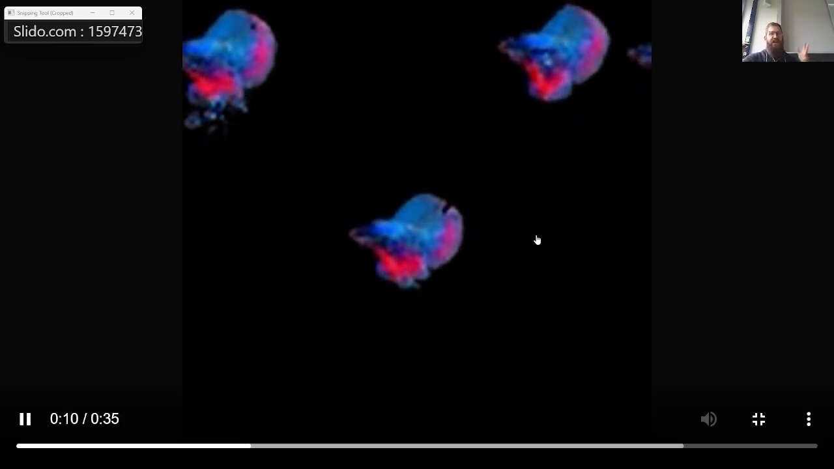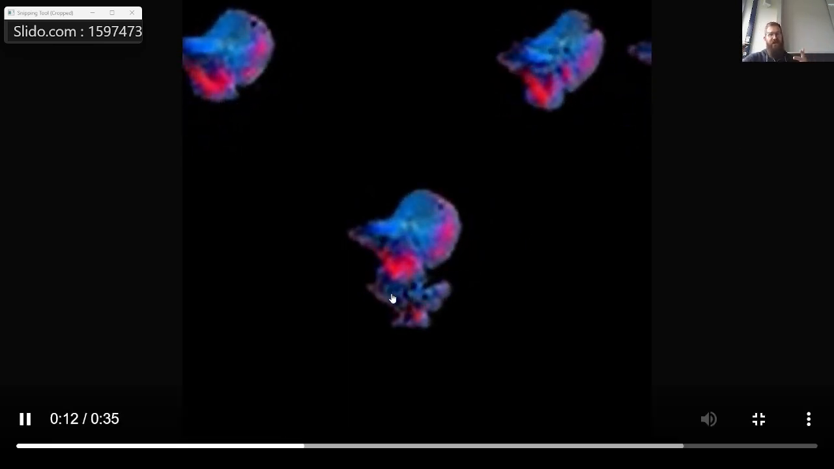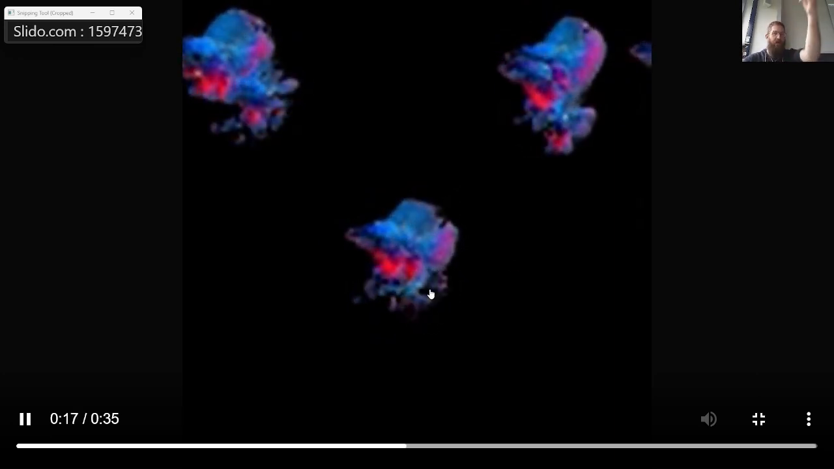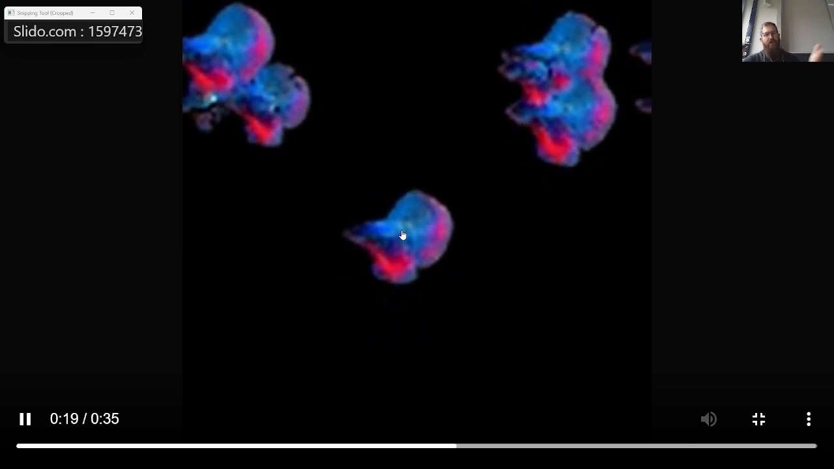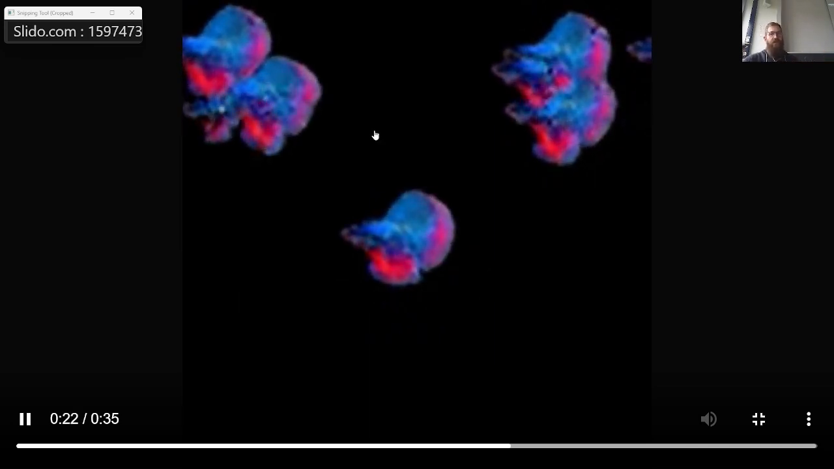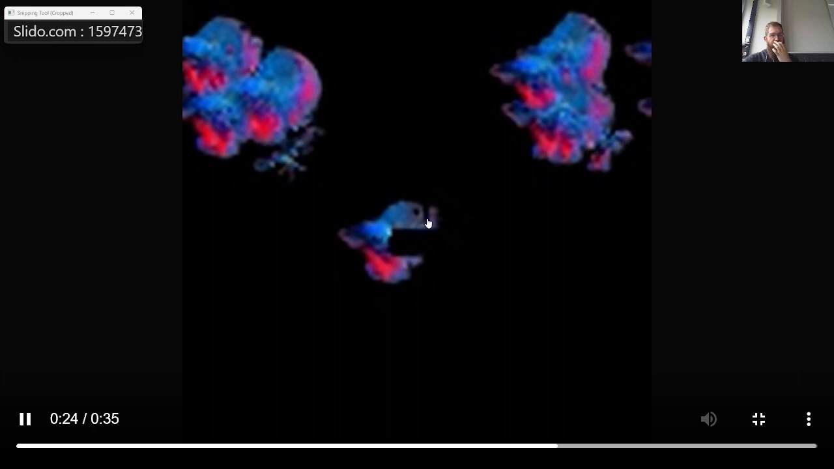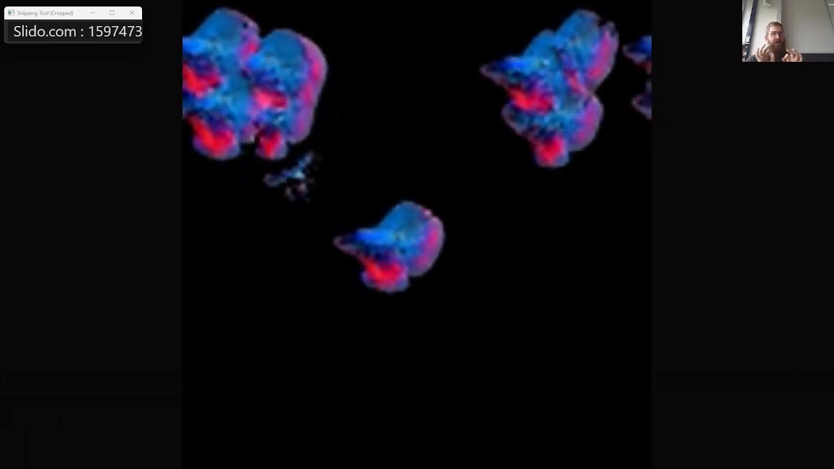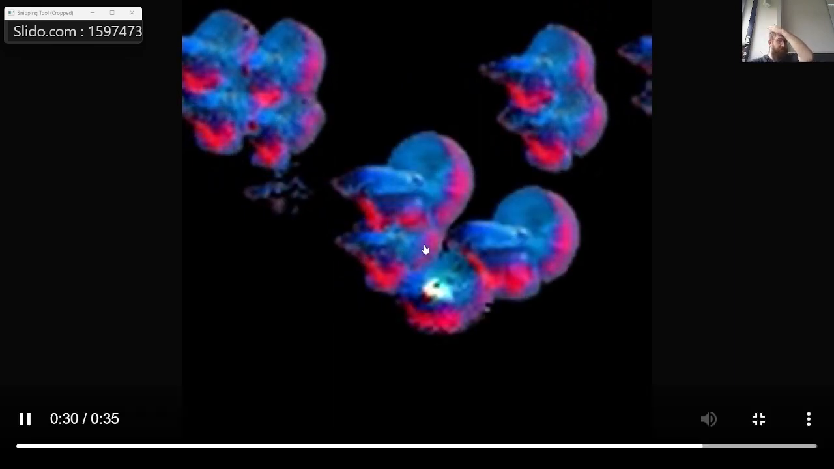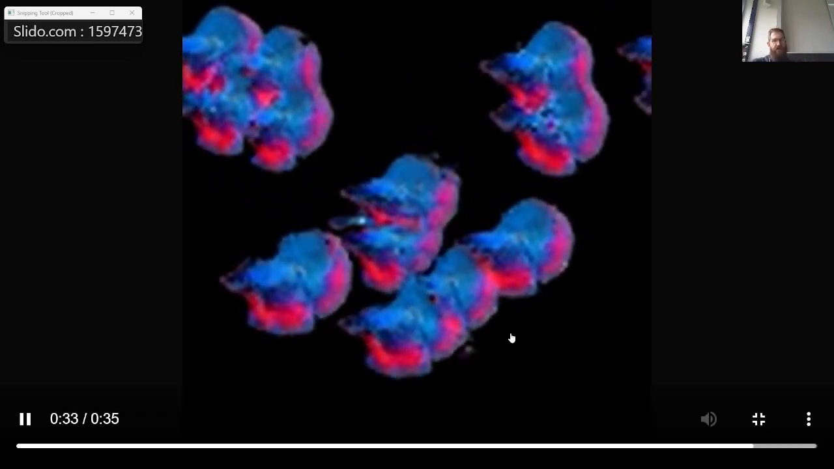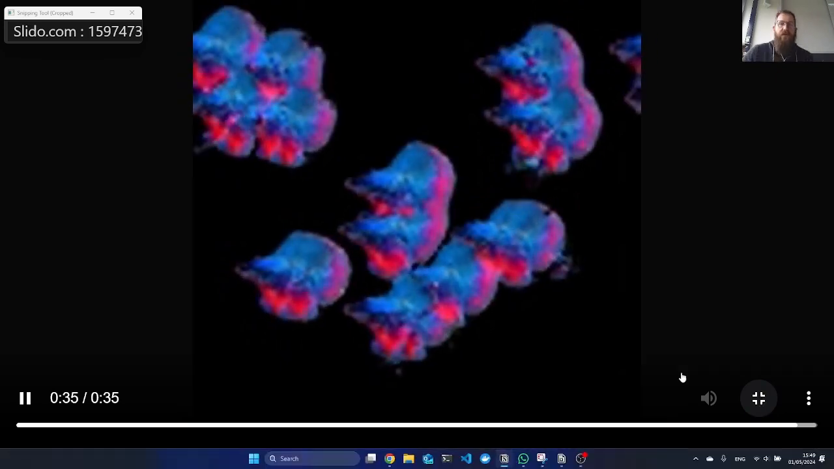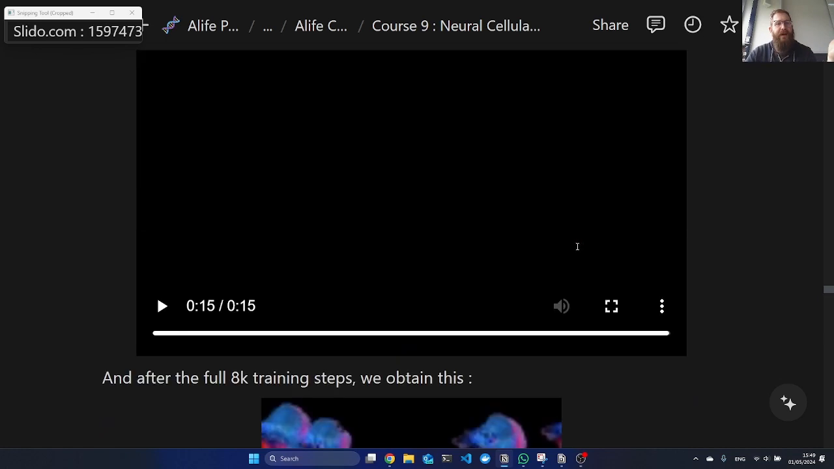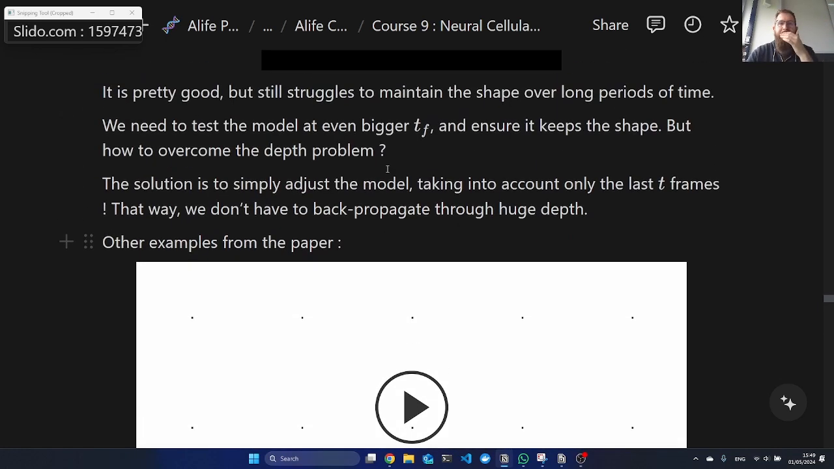So we see that the fish kind of maintains its shape, but it's still fairly unstable. Sometimes it spawns some kind of children, and over time it becomes worse. So here I am erasing it with my mouse just to show that it has developed naturally some regenerating capabilities, which is quite impressive. And here I'm just putting more eggs. So yeah, this new training regime is better, but still not amazing.